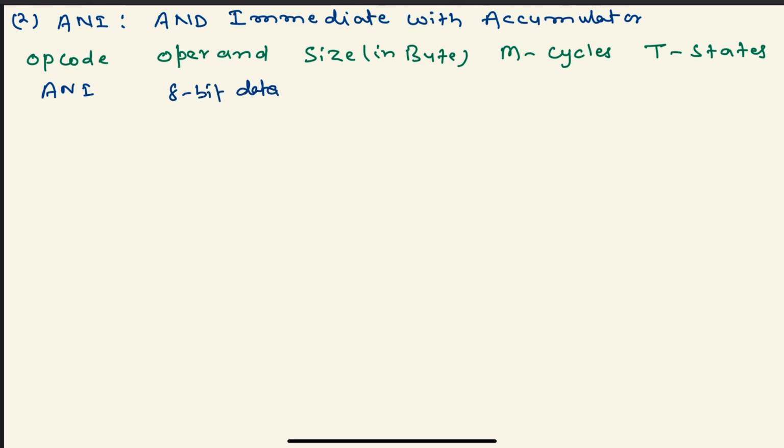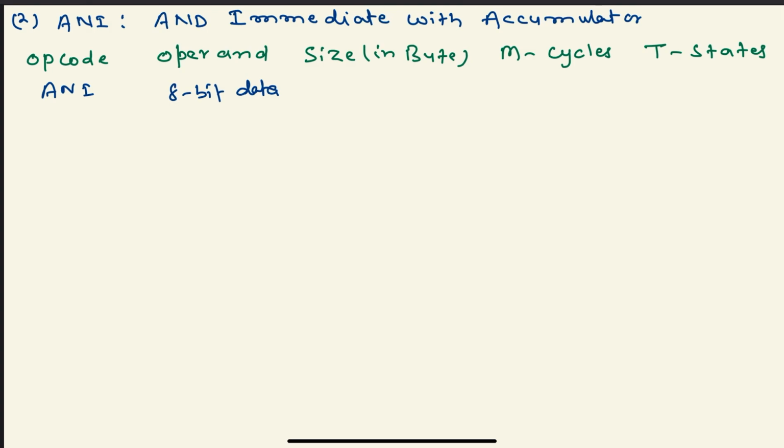Why are we taking only 8-bit data? Because this is going to perform the logical ANDing operation with the content of the accumulator. The size of the accumulator register is only 8-bit, so we can perform the operation with data of a similar size. That is the reason we are taking 8-bit immediate data here. We can understand the operation in detail with an example.